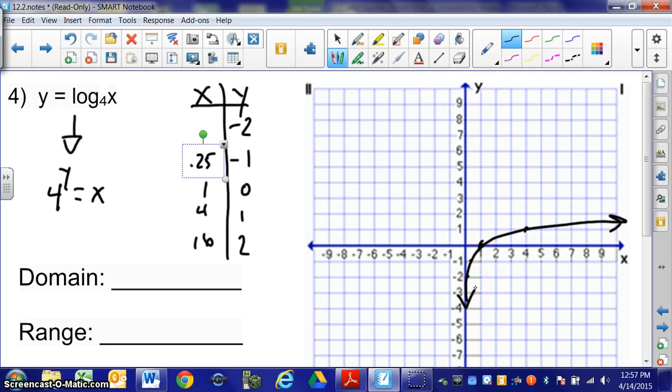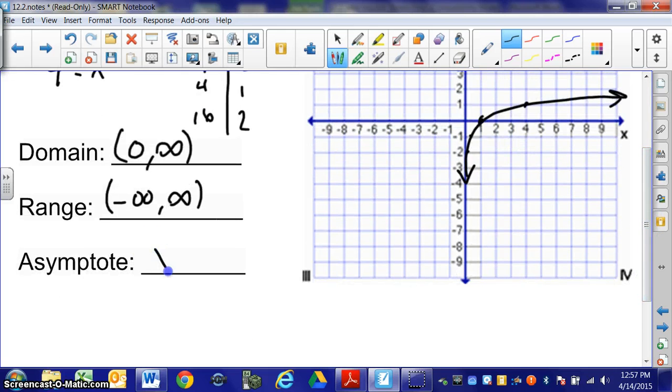And there's my logarithmic function, y equals log base 4 of x. The domain is only positive numbers. The range is all real numbers again. And the asymptote is once again the y-axis, which is the equation x equals 0. Okay, I hope everything's going well.